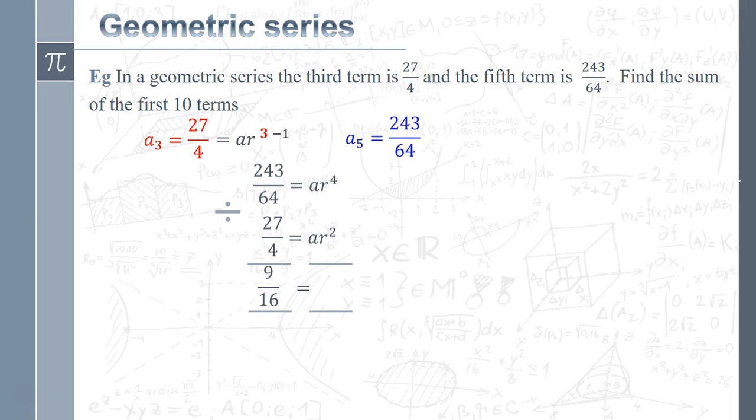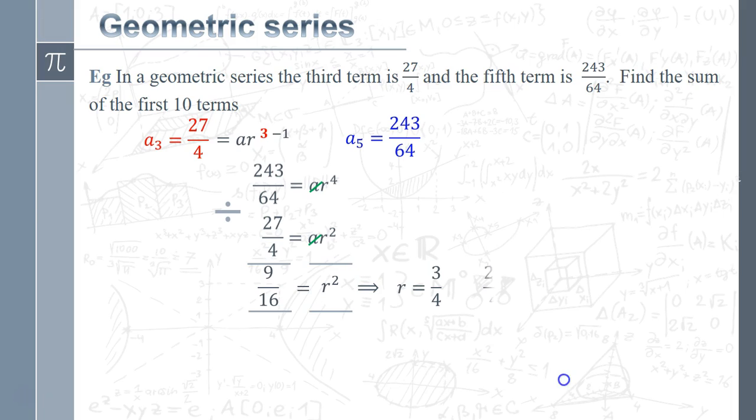And on this side, ar to the 4 divided by ar squared. Well, if we do that division, hopefully you're happy that the a's will cancel. A little bit of index law gives us that being r squared. And so I've cancelled out the a. I've got r squared is 9 over 16. And now it's a simple enough job to come up with r is 3/4.